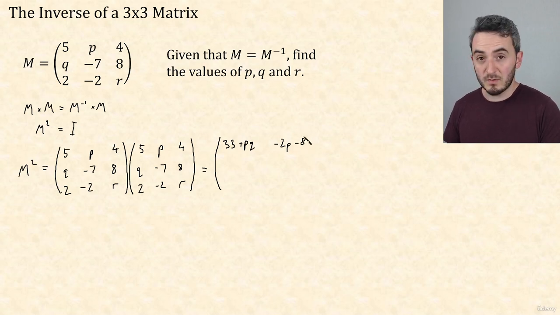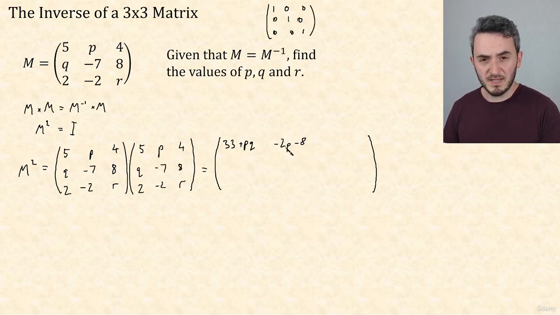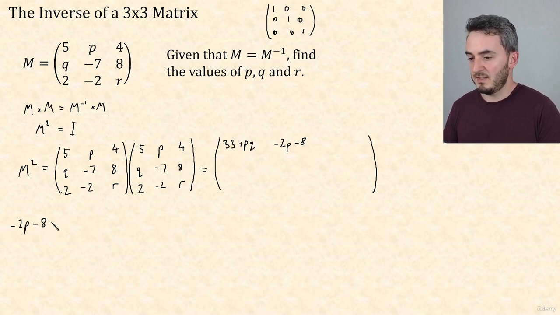And look, we can already work out P from this, because recall that this is going to be equal to the identity. And the 3 by 3 identity is 1, 0, 0, 0, 1, 0, 0, 0, 1. So I know that minus 2p minus 8 is 0. So I can just solve that straight away. Minus 2p minus 8 equals 0, and that's going to give p equals negative 4.